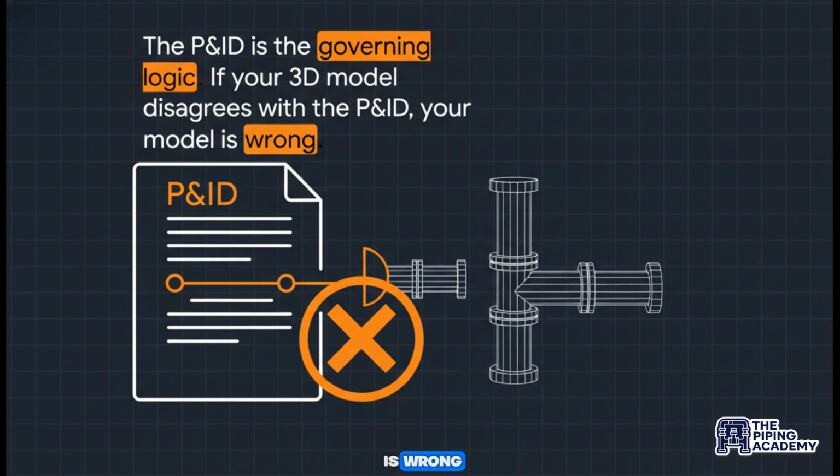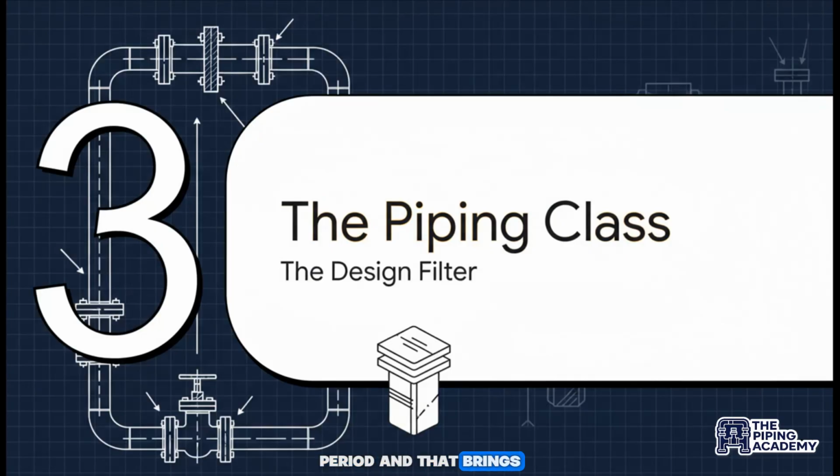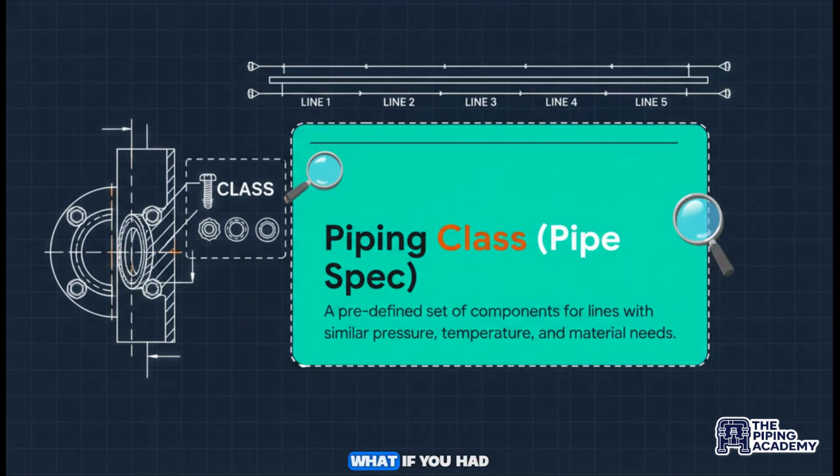Your model is wrong. Period. And that brings us to our third key document, the piping class. You'll often hear this called the pipe spec. Just imagine for a second. What if you had to individually pick out the bolt material, the gasket type, and the pipe wall thickness for every single one of those 50,000 lines we talked about? I mean, the number of engineering hours would be just astronomical, and the potential for errors through the roof.